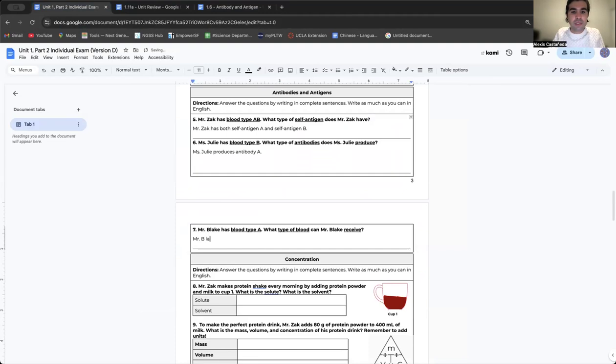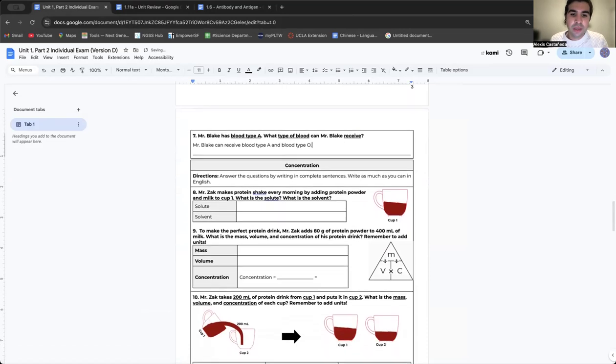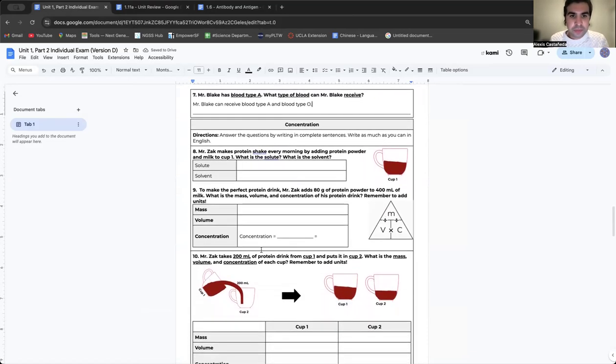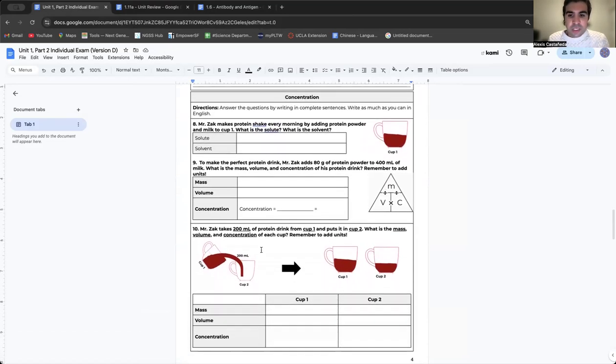Mr. Blake can receive blood type A and blood type O. He can receive both. Wonderful. Okay, there we go. Now we're going to go over to concentration.